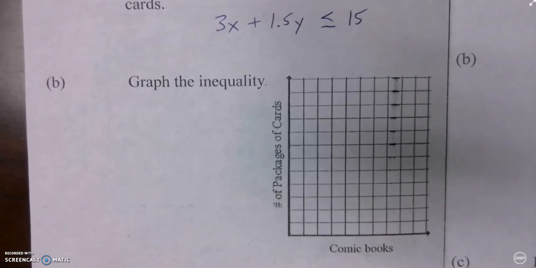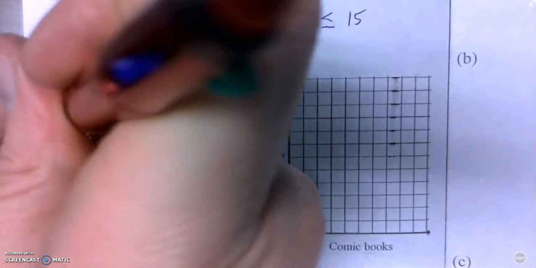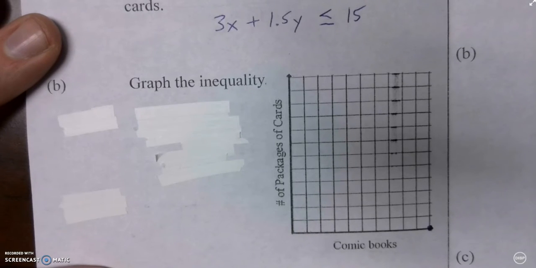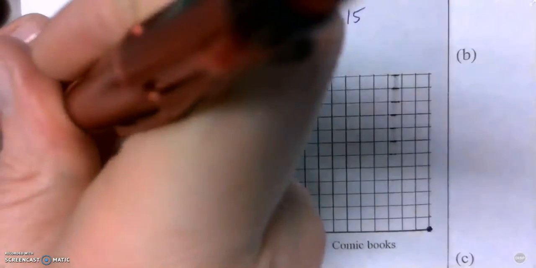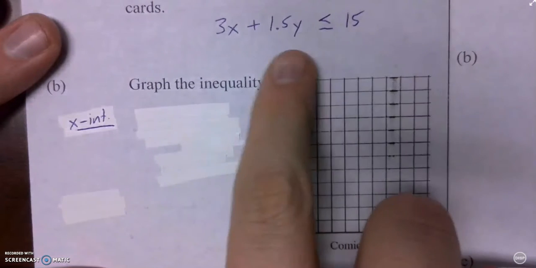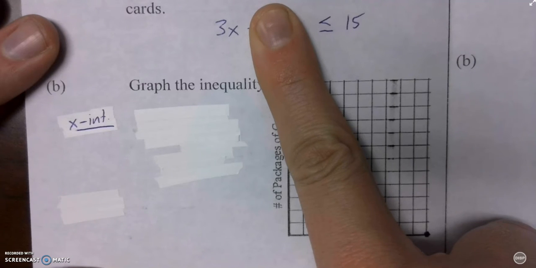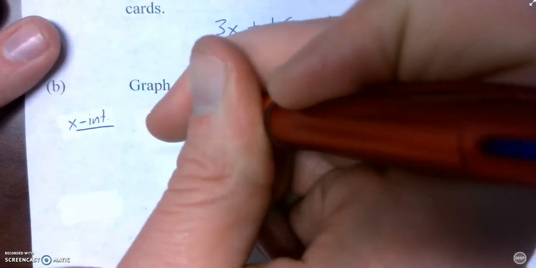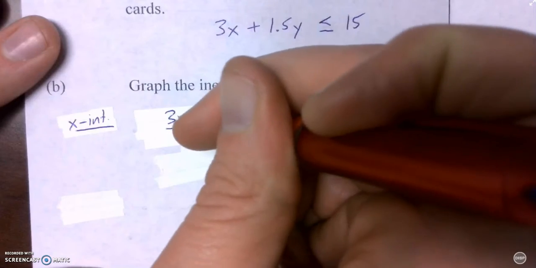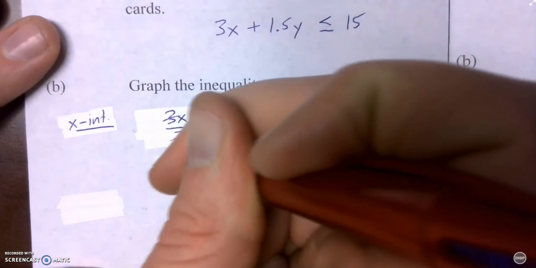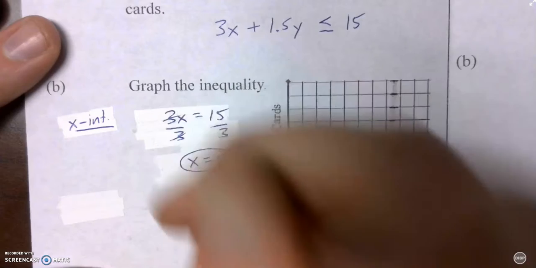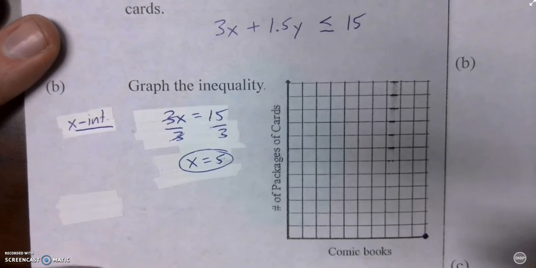Let's do part B. Let's find the x and the y intercepts. Okay, to find the x-intercept, I need to cover up or forget about or cross off the y term. So the equation that's there says 3x is equal to 15. And if 3x is 15, I can divide both sides of that equation by 3 and get x equals 5. So there's my x-intercept now.